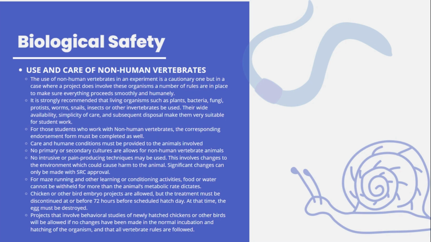So again, no primary or secondary cultures are allowed, and no intrusive or pain-producing techniques must be used. Chicken or other bird embryo projects are allowed, but the treatment must be discontinued at least 72 hours before scheduled hatch day. At that time, the egg must be destroyed.